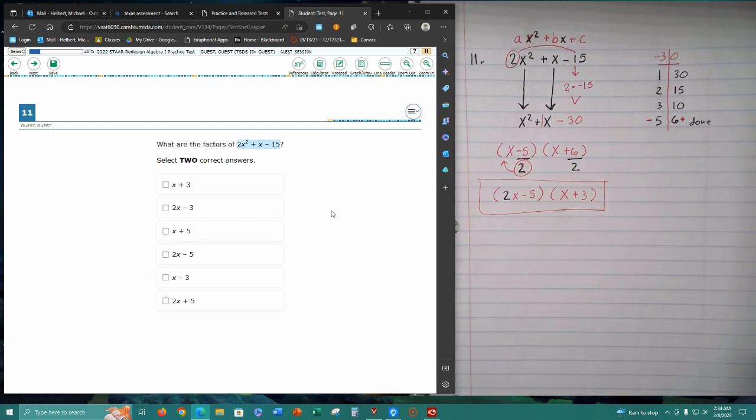So I'm going to go ahead and pick those answers. Notice we have 2x minus 5. That's going to be this one right here. And then we have x plus 3. That's going to be that one up there. So notice there was 1, 2, 3, 4, 5, 6, so 6 different answers. Only 2 of them were correct.